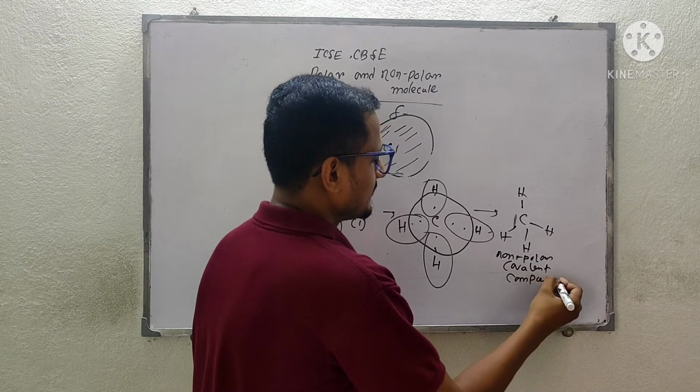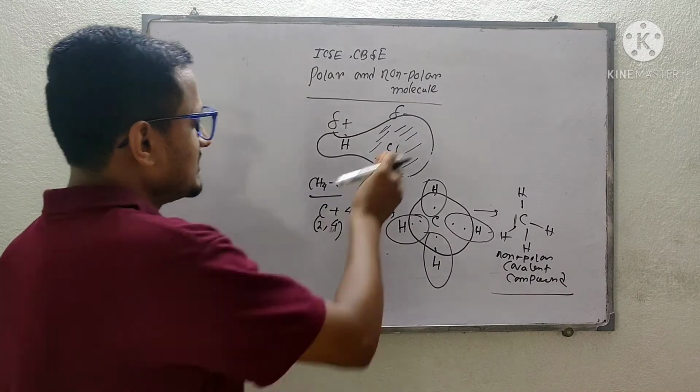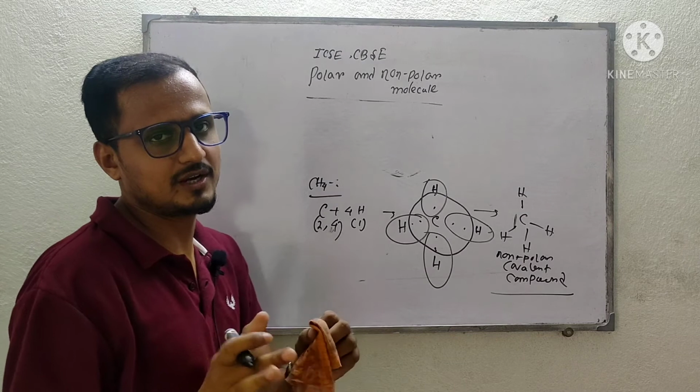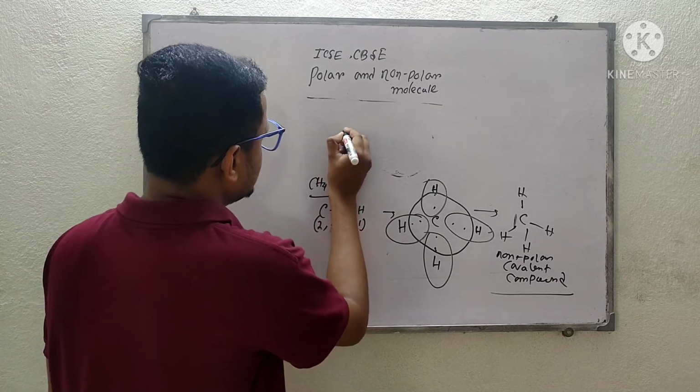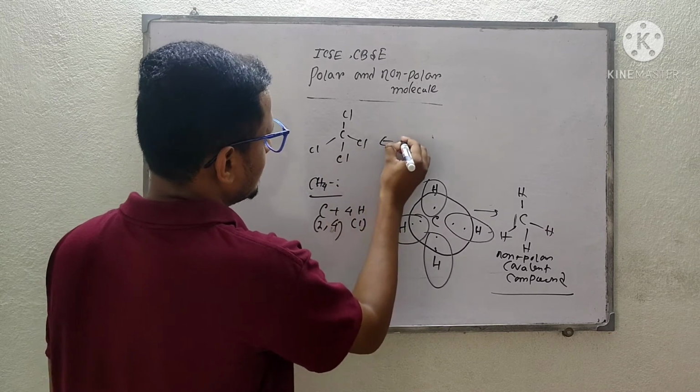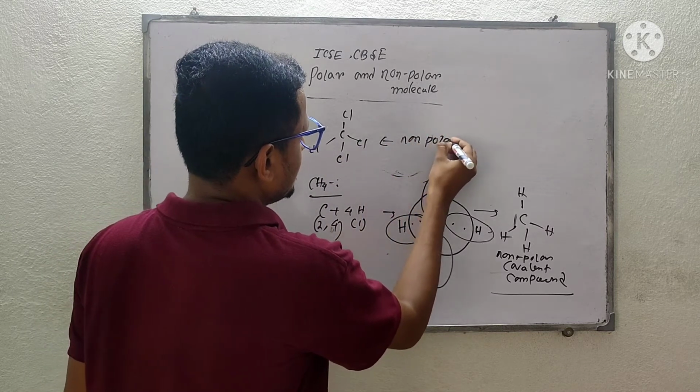So is CCl4. CCl4 is also a non-polar covalent compound, not a polar molecule. The structure will be like this. It is also a non-polar covalent compound.